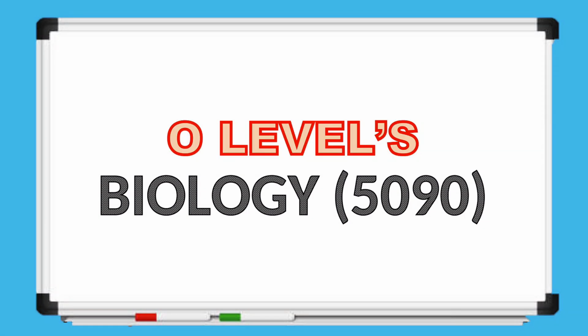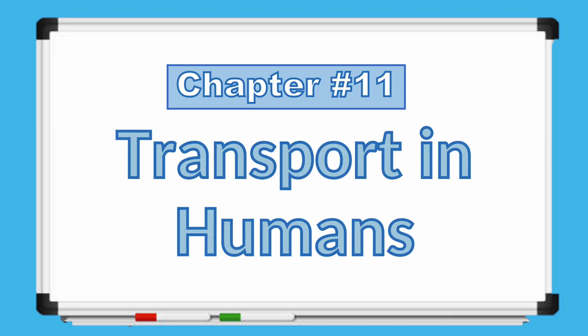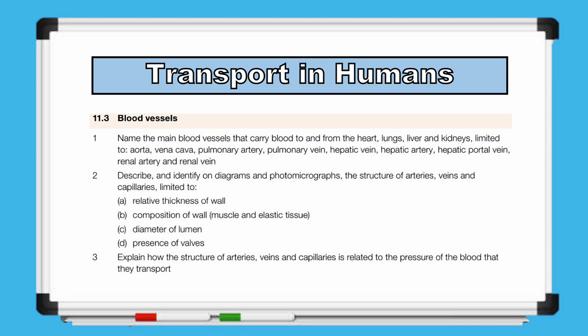We're on our journey to complete the O-Level Biology 5090 syllabus, and right now we're working through Chapter 11, which is Transport in Humans. So far, we've covered its two major units, 11.1 on the circulatory system and also Unit 11.2 on the heart. Today, we'll move on to the next unit, 11.3, all about blood vessels. We'll explore the types of blood vessels and how many there are in the circulatory system. Here's the syllabus content we'll go through, step by step.